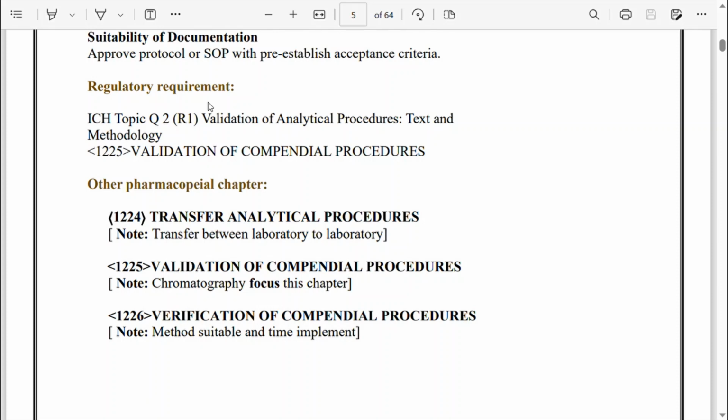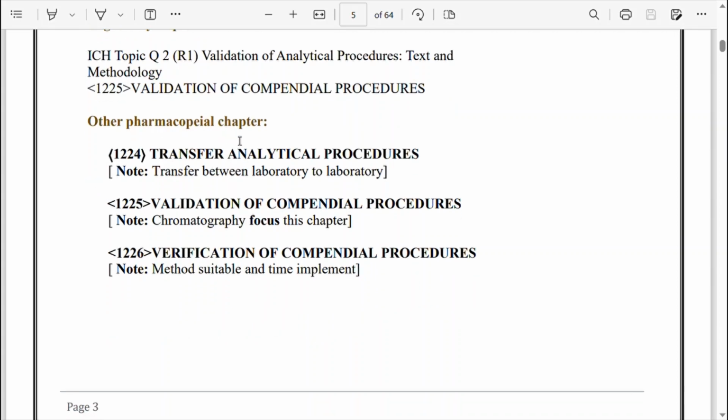Here is why we do method validation. We also do it for regulatory requirements. ICH Q2(R1), validation of analytical procedures: text and methodology, and USP 1225, validation of compendial procedures. Both we will cover in this section. Another pharmacopoeia chapter is 1224, transfer of analytical procedures, transfer between laboratory to laboratory.